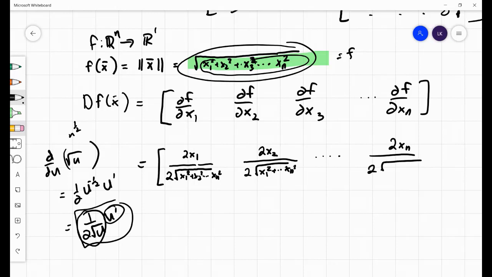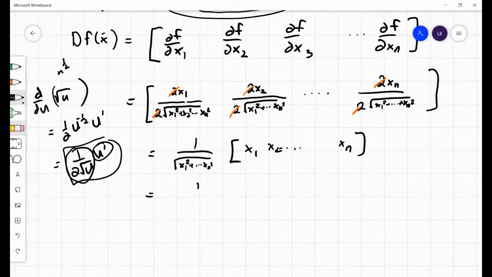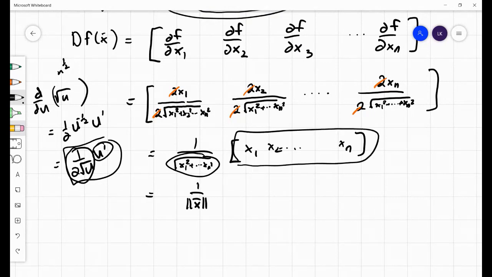And the thing would look kind of similar for all the other components. Okay, so we notice the 2's cancel out, and we can factor out the denominator as it's a common factor in all the components. And we're left with x1 all the way through xn. So in short, let's see what this is. Well, this denominator is exactly the magnitude of your input vector, right? And this is exactly your input vector, but transposed.